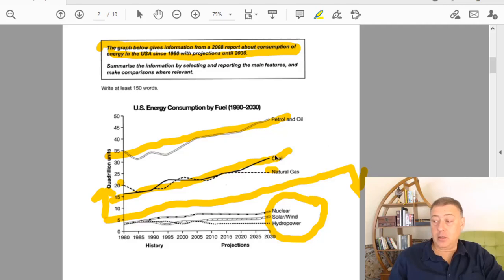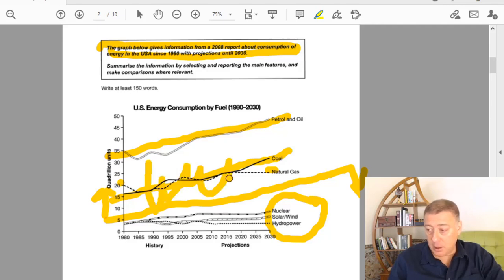Petrol, oil, coal, and natural gas accounted for the majority of energy consumption, with coal, petrol, and oil increasing and natural gas remaining unchanged. So over the period again. Now there are some changes right here, but what we want is over the whole period, what happens? It remains about the same from the beginning to the end. We'll go into this detail where these squiggles are later in the details paragraph. So that's part of your overview.